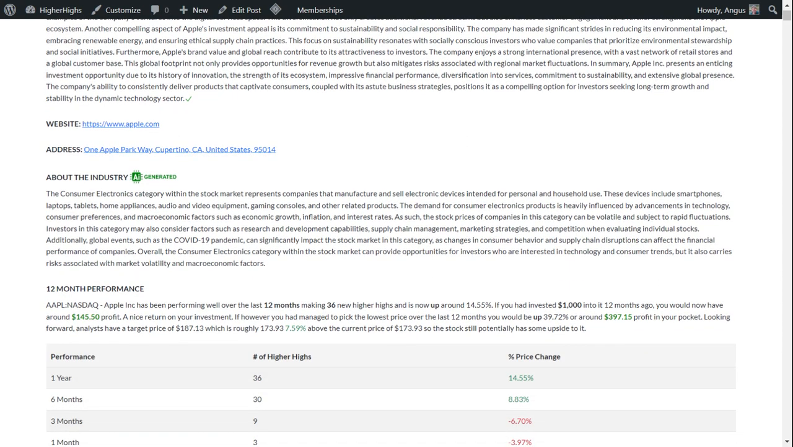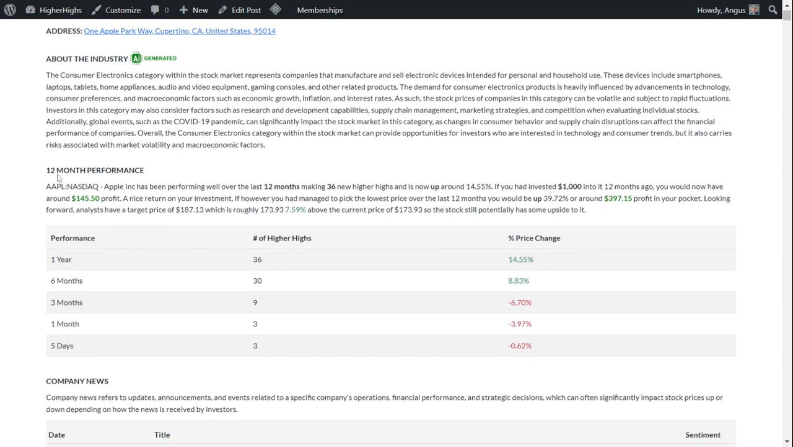And we give a bit more detail specifically about the industry down here. Again, we just say to the AI tool, tell us about the consumer electronics category and why might it be of interest to investors? What are its strengths?